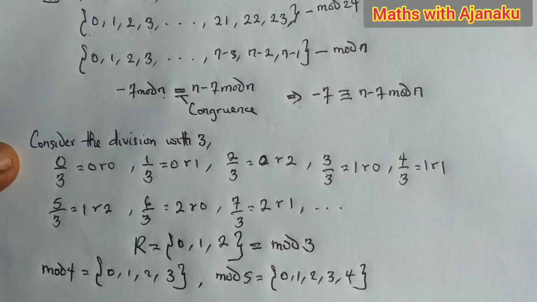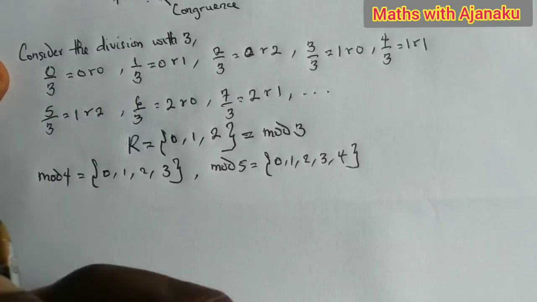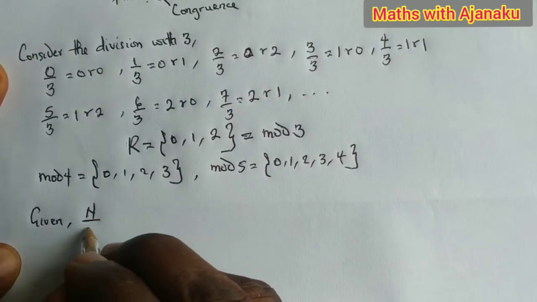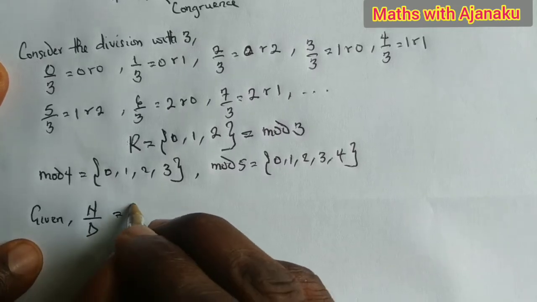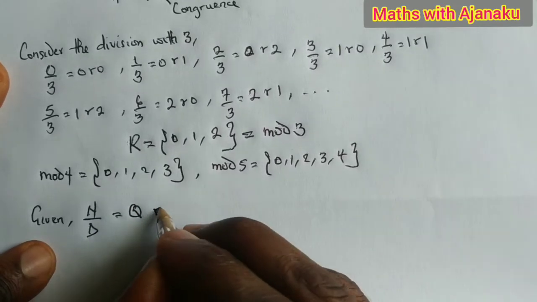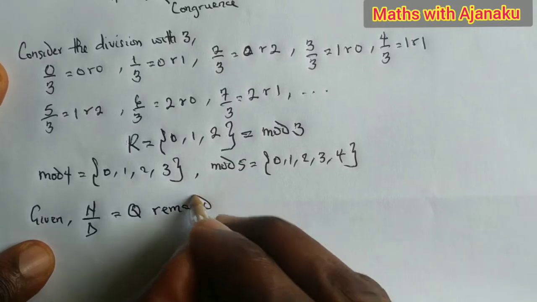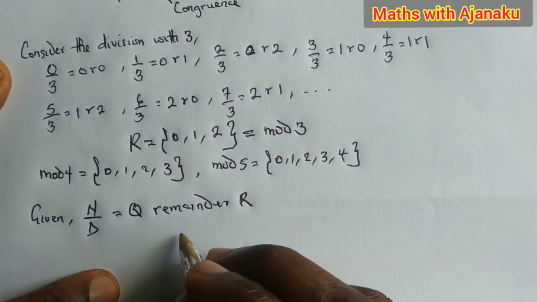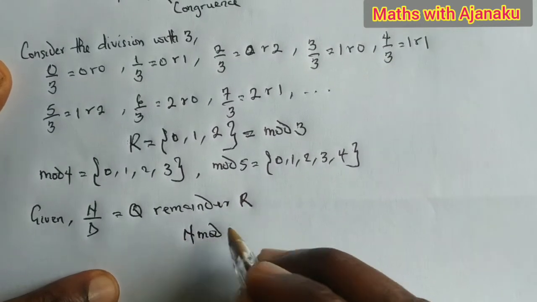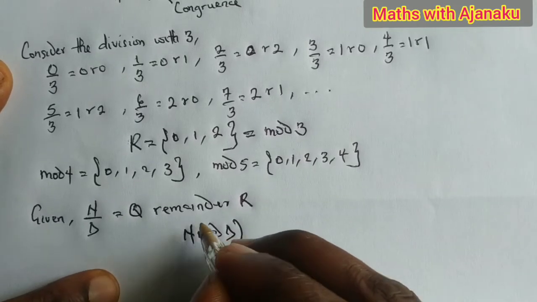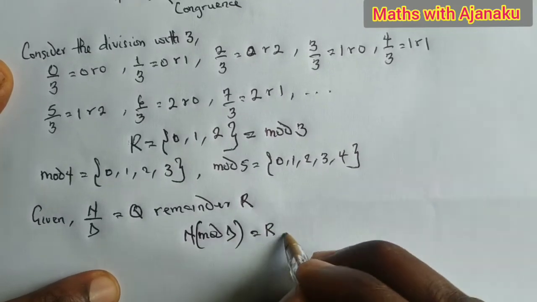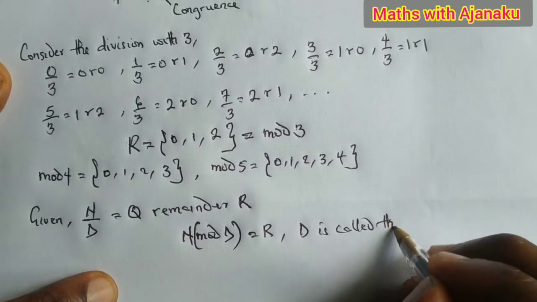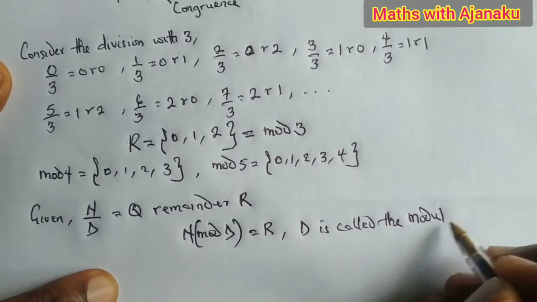With all this being confirmed, given that n is divided by d, and of course gave us a value, the quotient, and giving us a remainder, say r, then the modular system interprets this as n modulo d is equal to r, where the d there is called the modulo or the modulus.